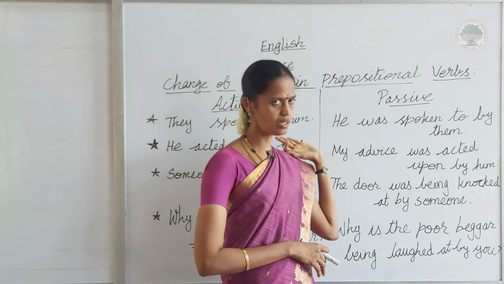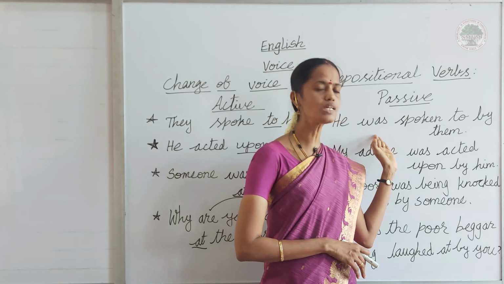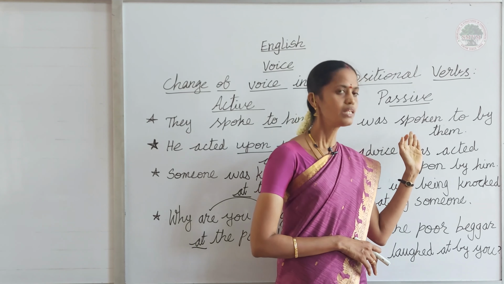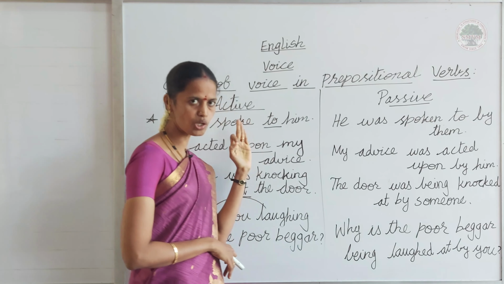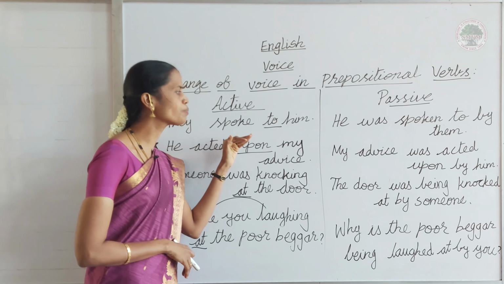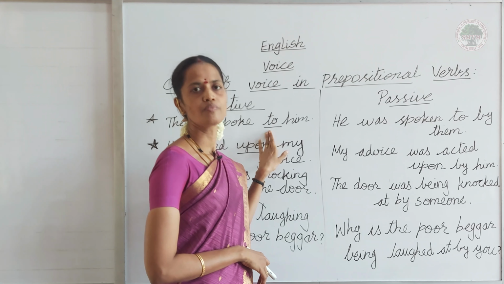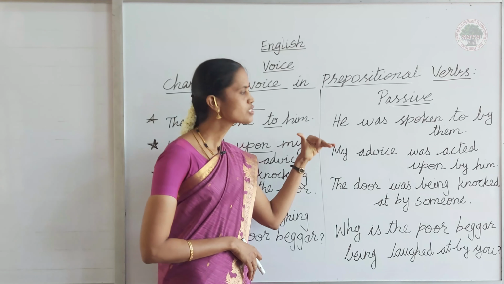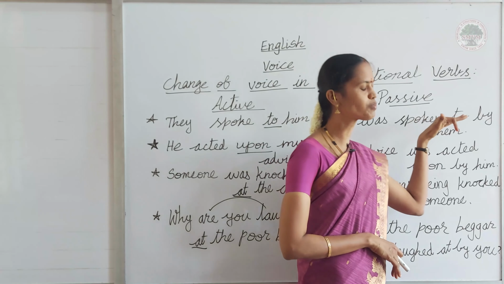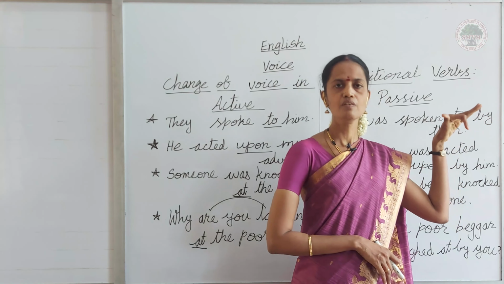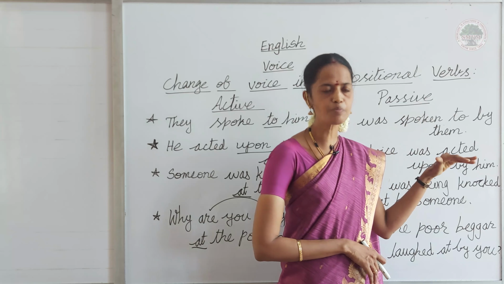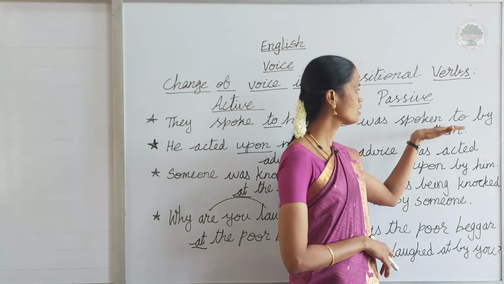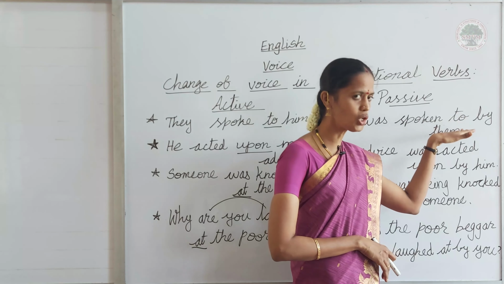Because the verb is given in past form, that's why we have used "was spoken". Then as per our rule, we should not drop this preposition. Why? Because a prepositional verb is given here. So we should not drop that preposition. So we use "spoken to".